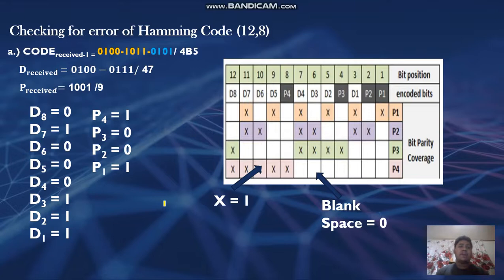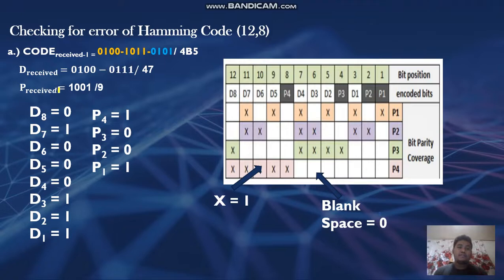Checking for error of Hamming code. The code received here is the first one from the split of our 24-bit number. We have 0100, 1011, and 0101. This is the equivalent hexadecimal value. We have the D received and the P received.